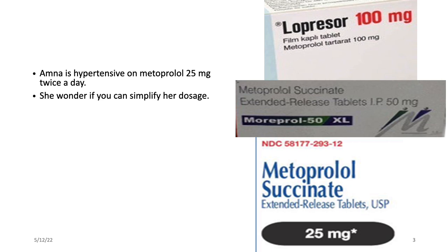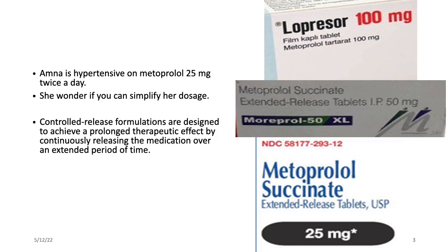This is Hajja Amna. She's hypertensive, on metoprolol 25 milligram twice a day. She came to your office and wondered if she can take the two tablets together, or if you can upgrade her tablet to 50 milligram and take it once a day. She was taking immediate release metoprolol, and the presence of control release is an opportunity to simplify the patient's medication regimen. So for this patient, you can increase the dose to 50 and give her slow release or sustained release.